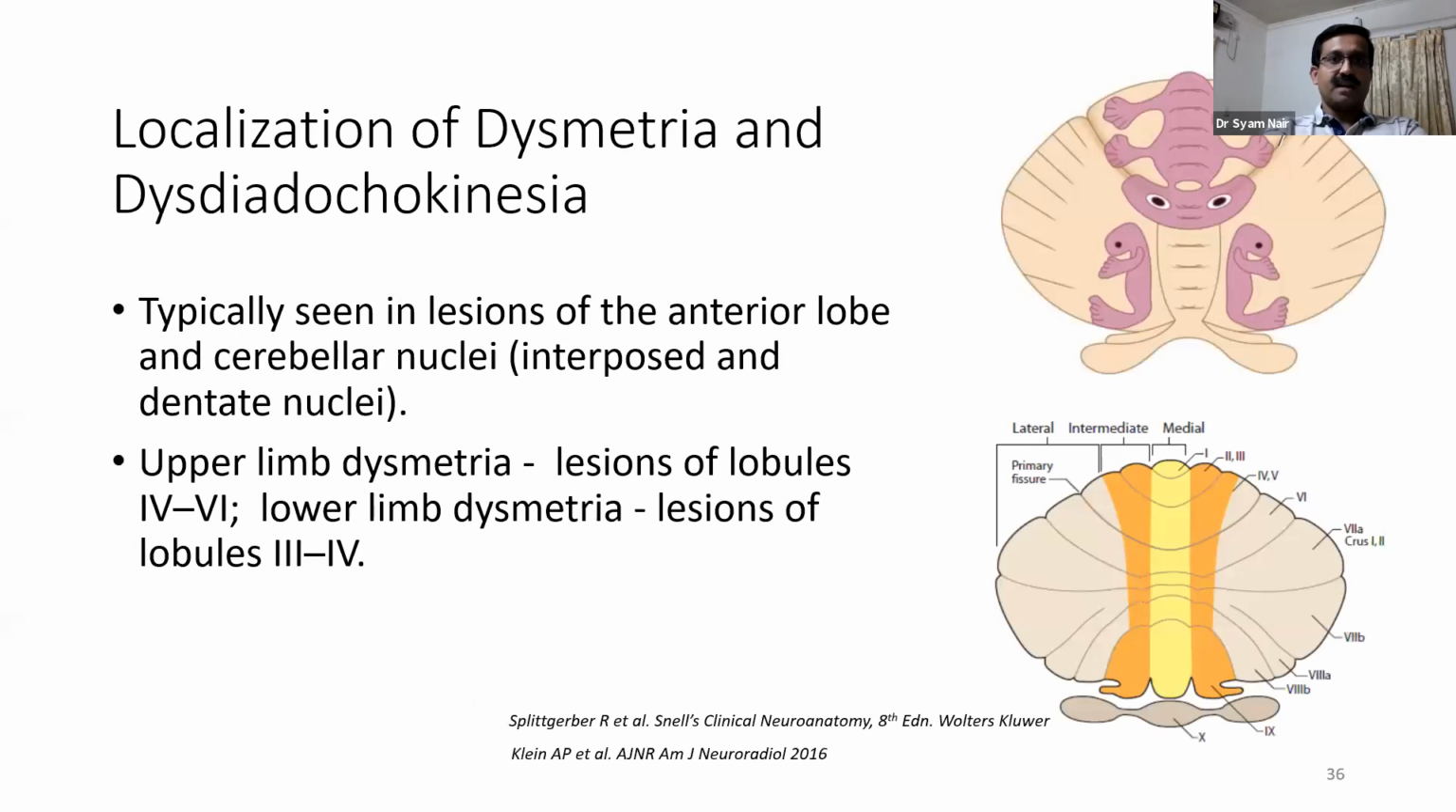Localization of dysmetria and dysdiadochokinesia. It is typically seen in lesions of the anterior lobe and the cerebellar nuclei, particularly the globose and emboliform, that is the interposed nuclei, and the dentate nuclei. Upper limb dysmetria, as you can see in this picture, results from lesions of lobules 4 to 6, and lower limb dysmetria from lesions of lobules 3 to 4 of the anterior lobe.